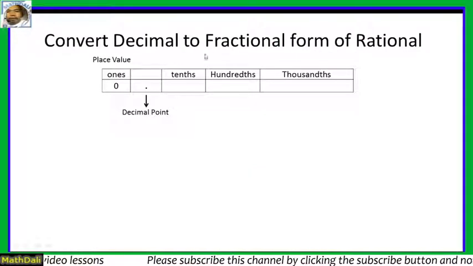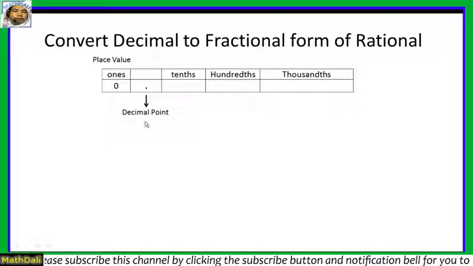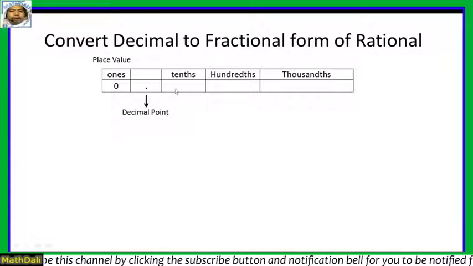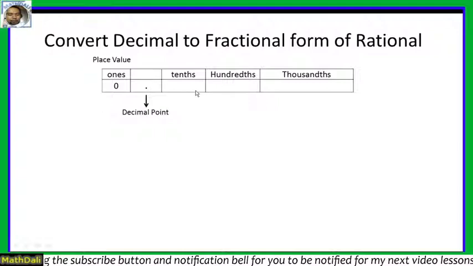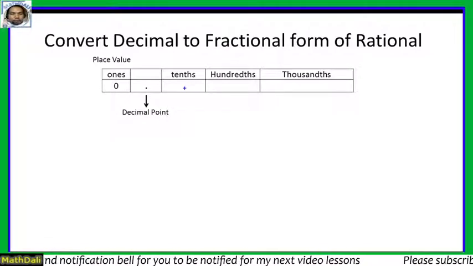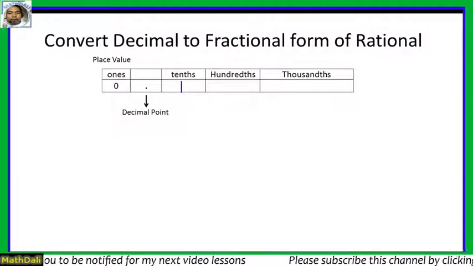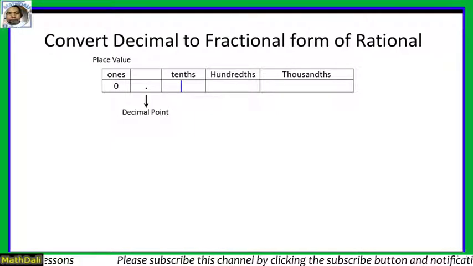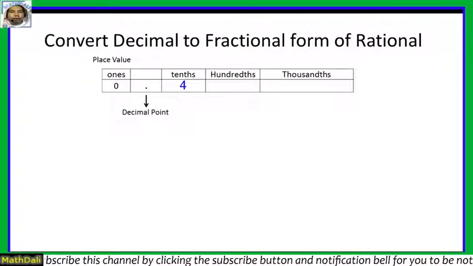Okay, convert decimal to fractional form of a rational number. So, ito yung ating decimal point. 0 point. Yan. Okay, so, example muna ako ng ating tens digit. So, yung katulad kanina. So, kailangan dito, marunong din kayo mag-simplify. Okay, so, halimbawa natin dito is, let us have 4 over 10.